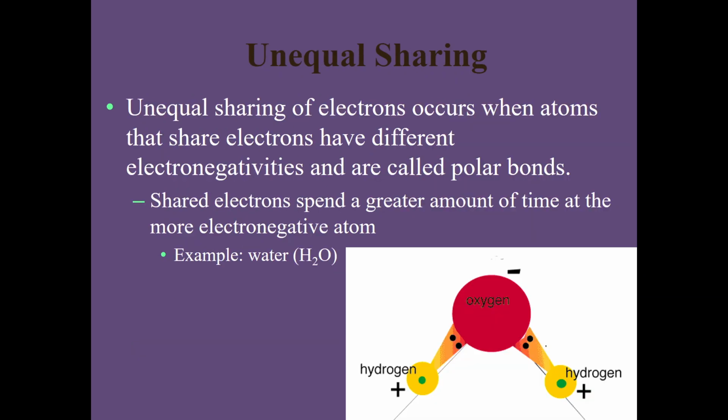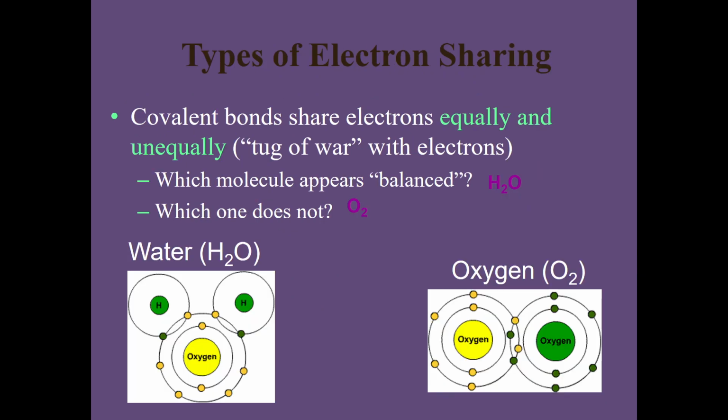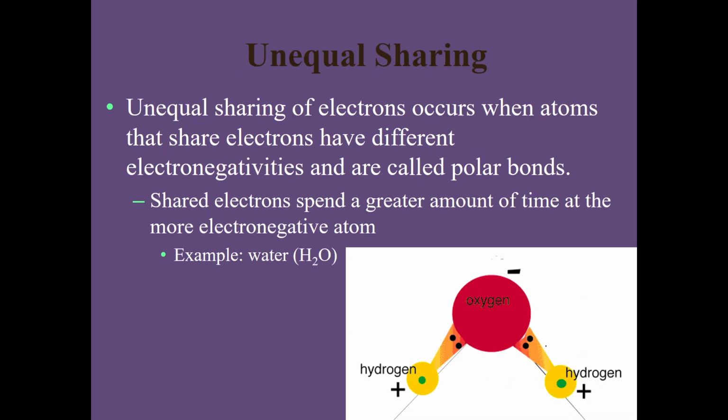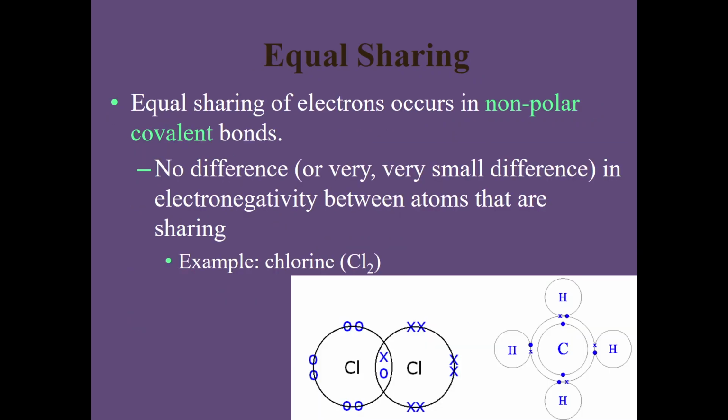Whereas if you go to water, there's clearly a side that's positive and there's clearly a side that's negative. The top side here with the oxygen is negative. The bottom side is positive. So it has polar bonds, and its shape makes it so that it has one side that's negative and one side that's positive.